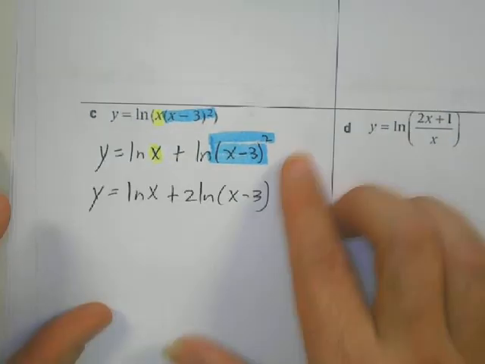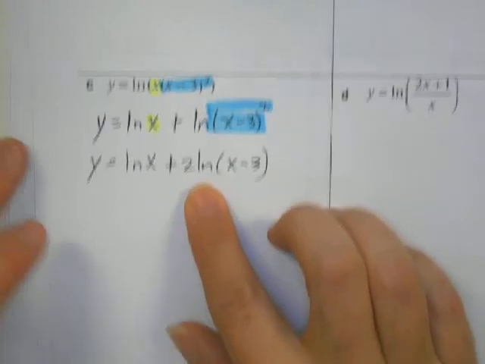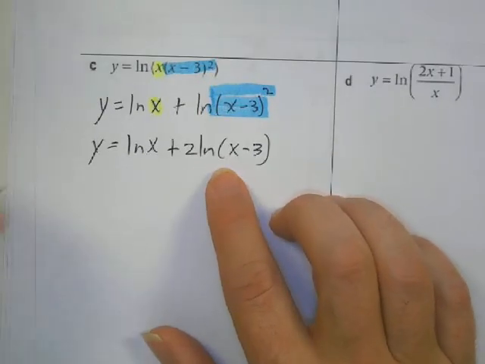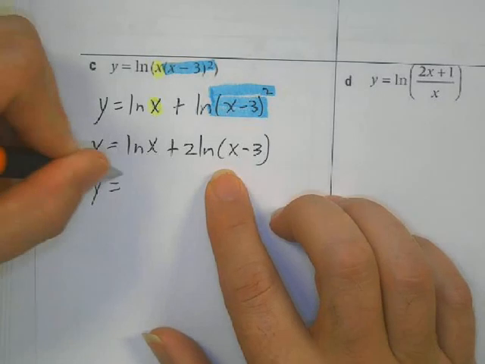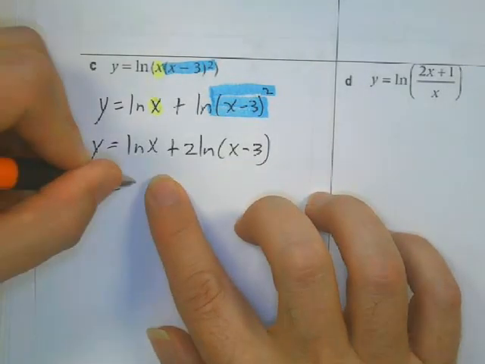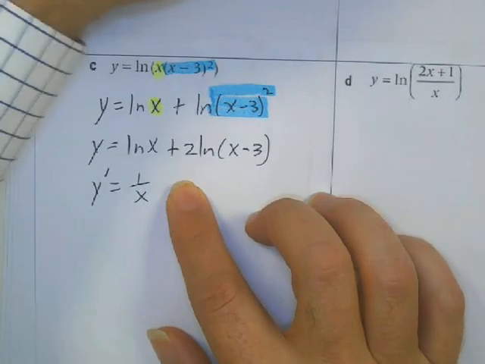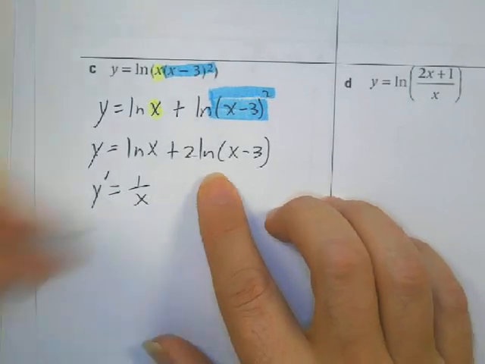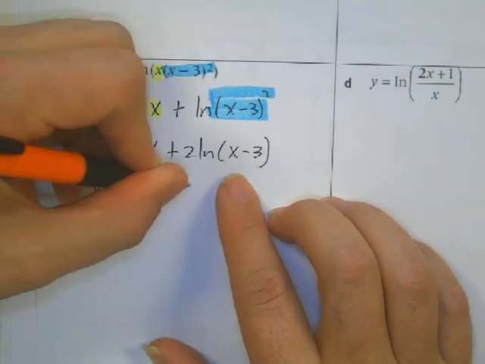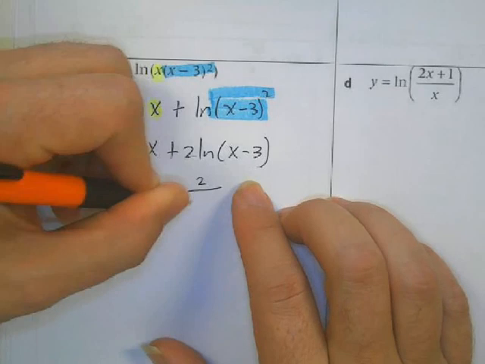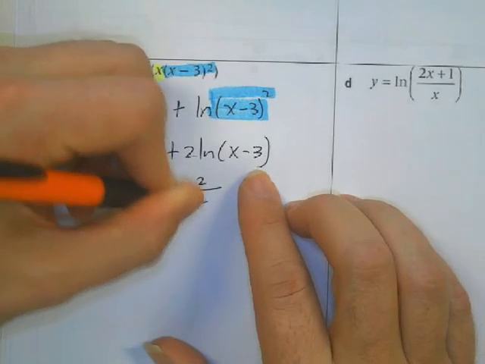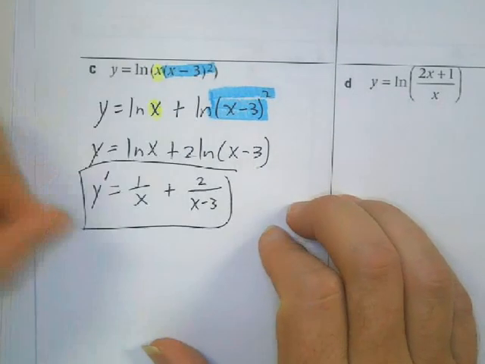Okay, so I just brought the 2 to the front using the log power rule. And now we can take our derivative. This is equal to 1 over x. Oh, I should have put a prime there. And this is equal to 2 times 1 over x minus 3. I hope this was helpful.